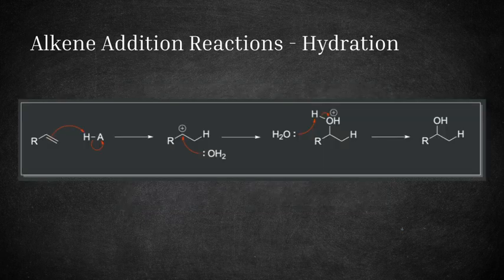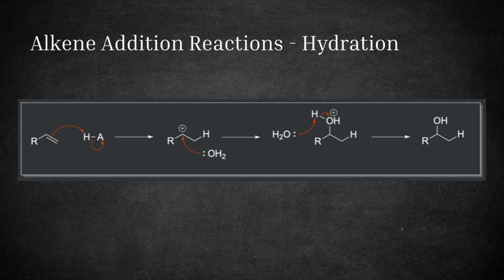The mechanism begins with the protonation of the alkene, where the pi electrons attack the proton from the hydronium ion, breaking the H-O bond and forming a carbocation intermediate. The regioselectivity of the reaction is determined by the stability of the carbocation, with the more substituted carbocation being favored due to its greater stability through hyperconjugation and inductive effects.